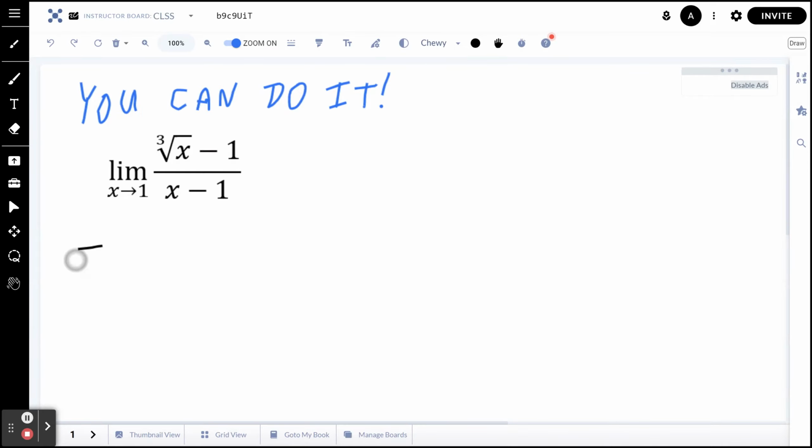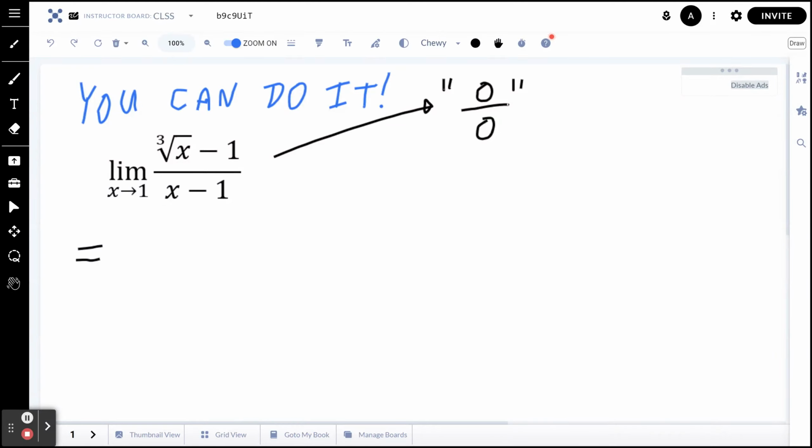Step number 1, you plug in x to be 1. And of course, if you do plug in x to be 1, this will give you 0 divided by 0. So again, if you think about this, 1 minus 1 is going to be 0, divided by 1 minus 1, which will be 0. So this is one of the 7 types of indeterminates, and that's okay. So this signals to you step 2 and/or step number 3.